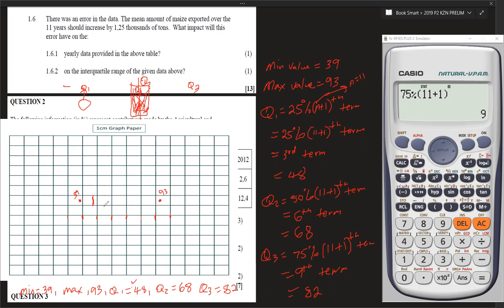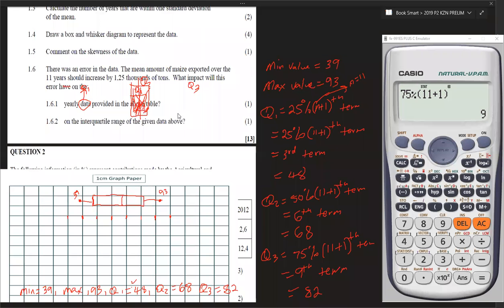Now let's get to Q2, which is 68. So where's 68? So here we're in 50. 60, 68 can be somewhere here. Sharp. And then we need Q3, which is 82. So 70, 80, 82 can be somewhere there. And then you join them, ne? You join them. And that's your box-and-whisker diagram. Right. That's your box-and-whisker. Okay. So we can go back up now.